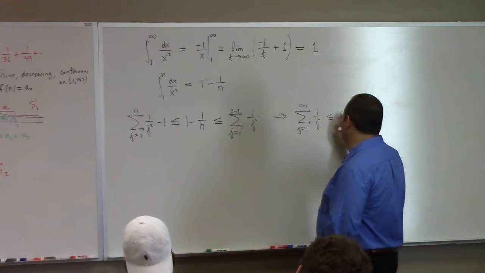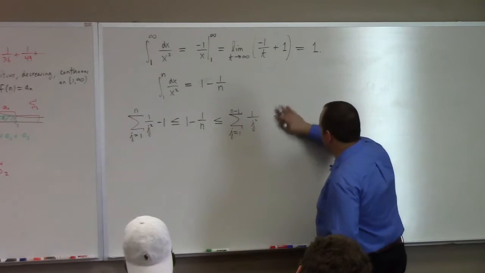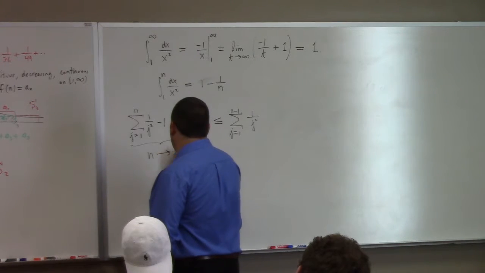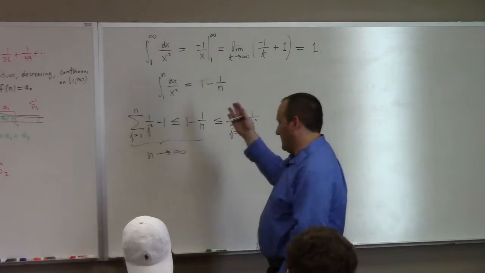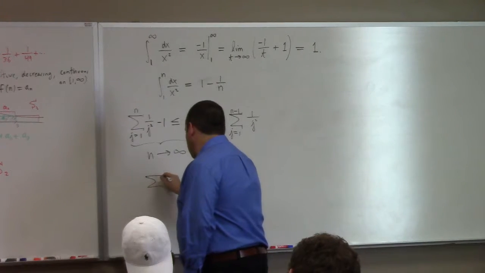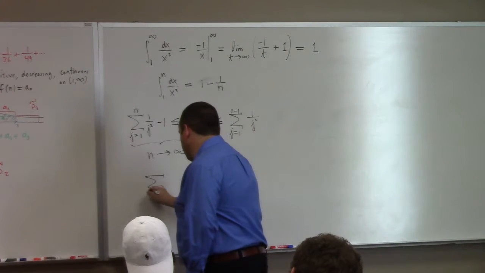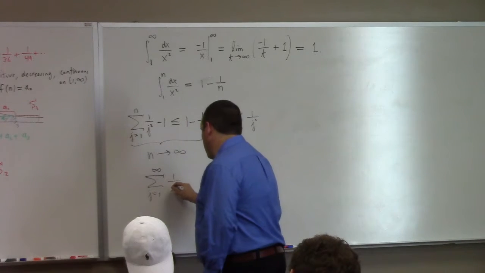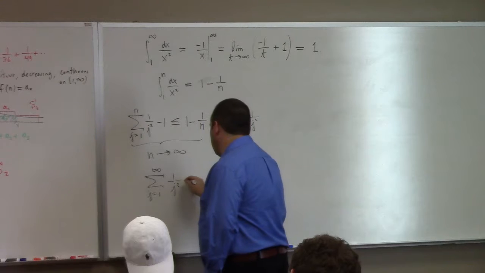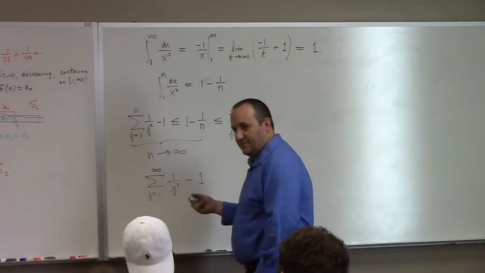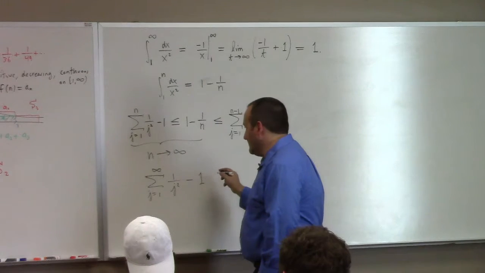Well, let me just focus on this piece right here. What happens as n goes to infinity? We get the p equals 2 series, written with j instead of n, oh well. Minus 1, that 1 is 1, whatever it is. I mean, 1 is 1. We can agree about that, I think.